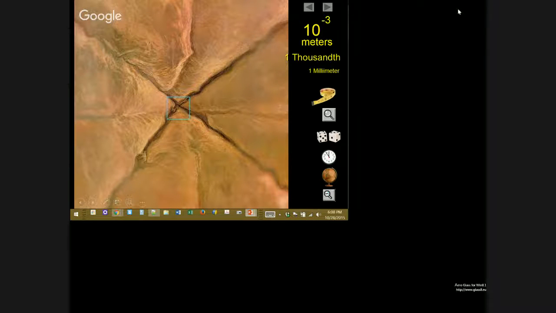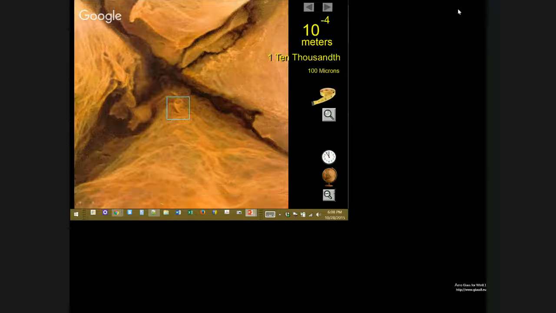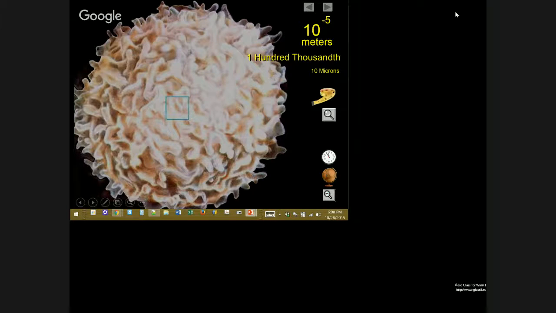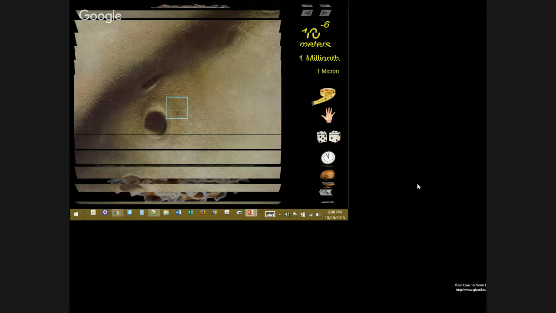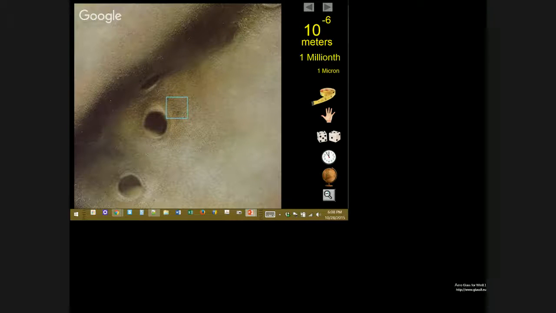Minus 3, we're going to head into a pore here. Okay, a single one. 4 steps in, we're at 1/10,000th of a meter now. And when you go in 5 steps, something really important is here. A white blood cell. And this is actually, again, thanks to science, a photograph. When you go in 6 steps, now we're getting close to the white blood cell.